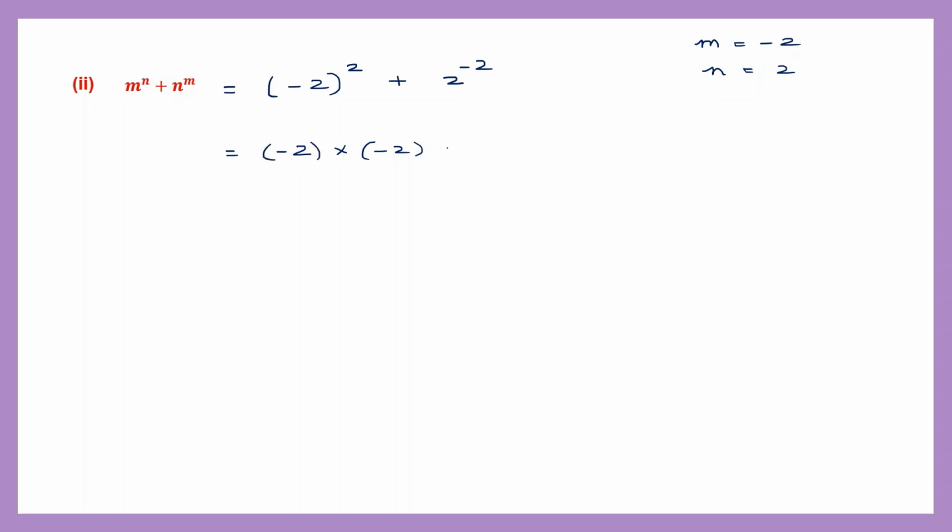Now 2 to the power of minus 2, we have to make it positive. So that becomes 1 by 2 to the power of 2. Now we can finish off this here itself. Minus into minus is plus, and 2 2s are 4. Plus, now here we have 1 by 2 to the power of 2, which means 2 into 2. So this is equal to 4 plus 1 by 4.